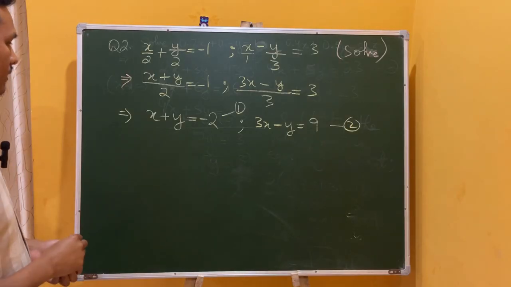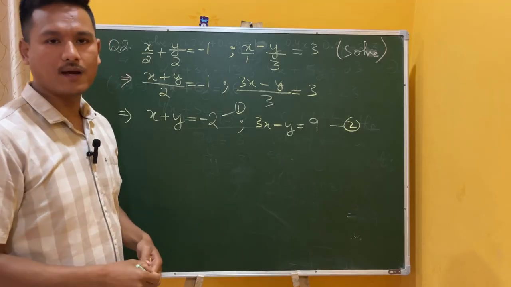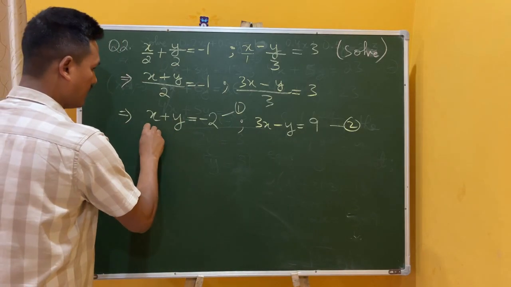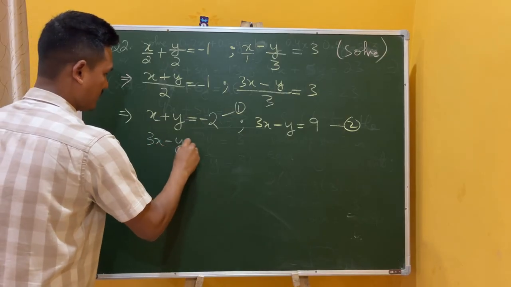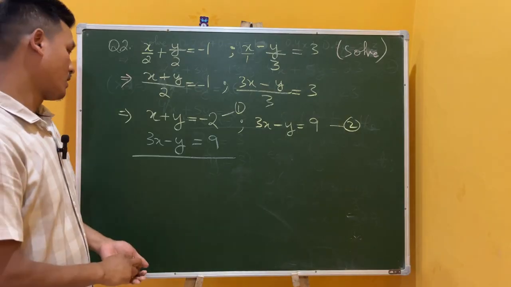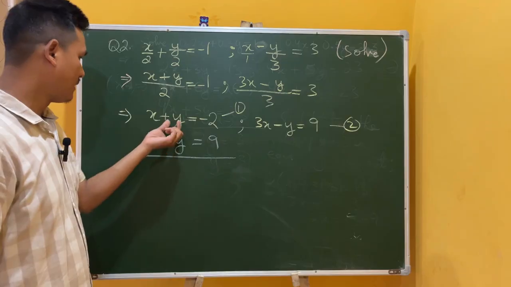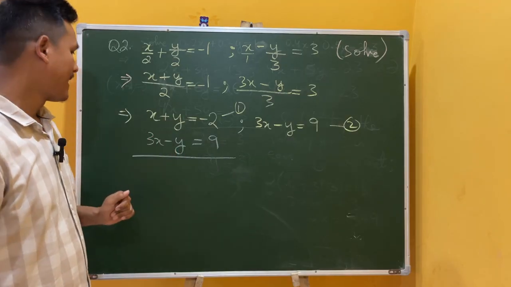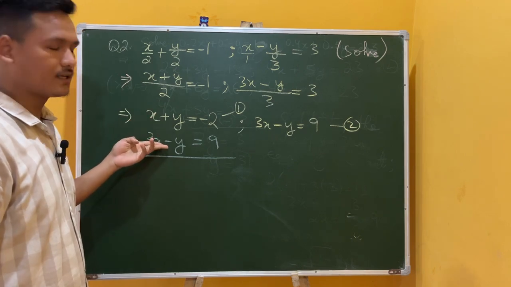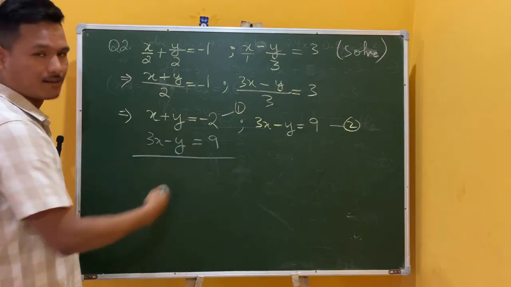Similarly, just like the previous one, we will solve the two equations by elimination method. I will write this equation right below this equation. One of our variables must be equal. So in this case, y is already equal, and their signs must be opposite, right? One is positive, another is negative. So nothing to do. We just need to add them.